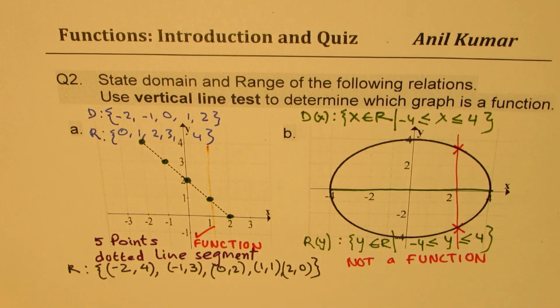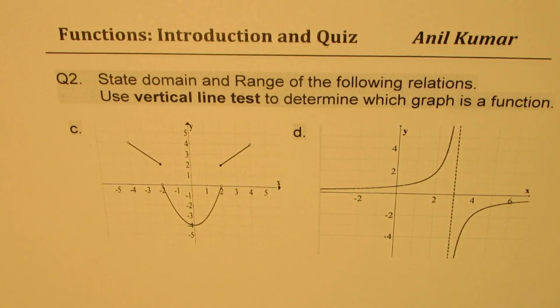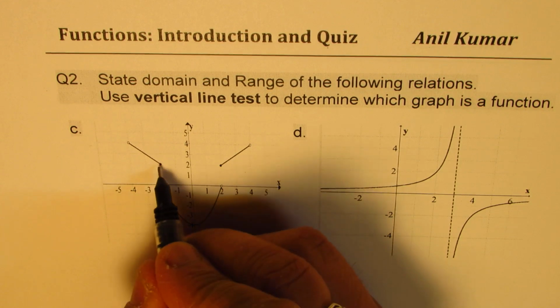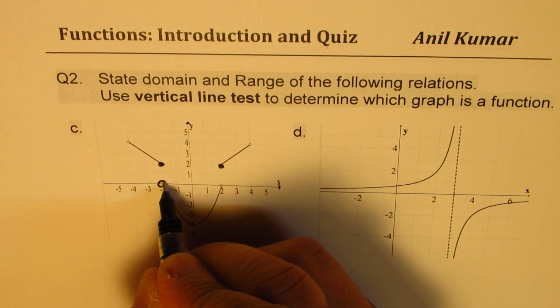Is that clear? So that is how we are going to answer part A and B. Let's look into C and D. Now, here it may not be very clear. These are filled in, right? So these are solid, filled in, and these are not filled in. It's like a hole.